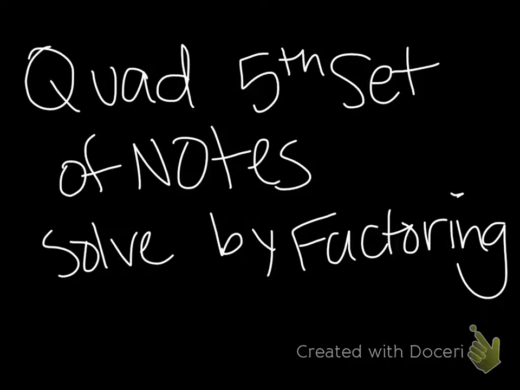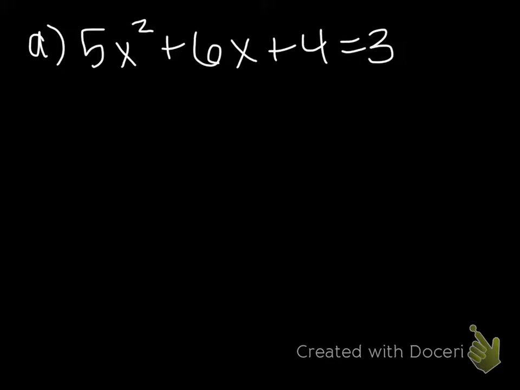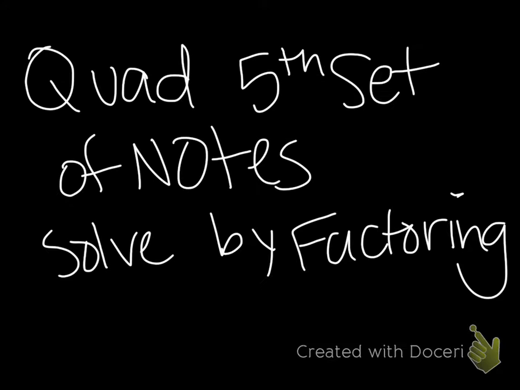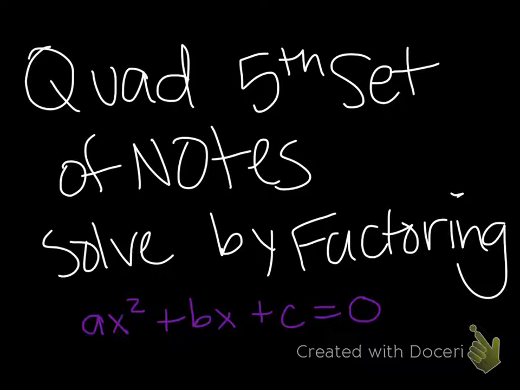Today we're doing the fifth set of notes and we're going to be focusing on solving by factoring. One of the things that I want you to jot down, and I'm actually going to go back a page, is that today we always need to get our problems in standard form. Standard form will look like ax squared plus bx plus c. And the important part is that we're always getting these equations equal to 0. So jot that down at the top of your notes.